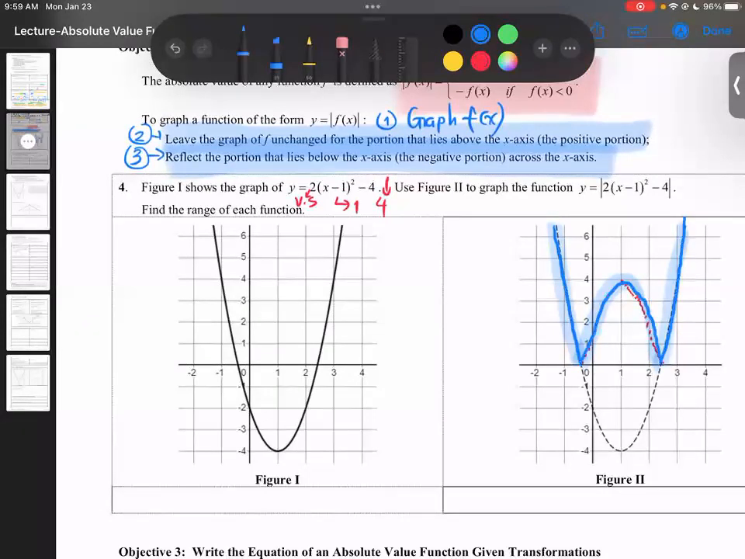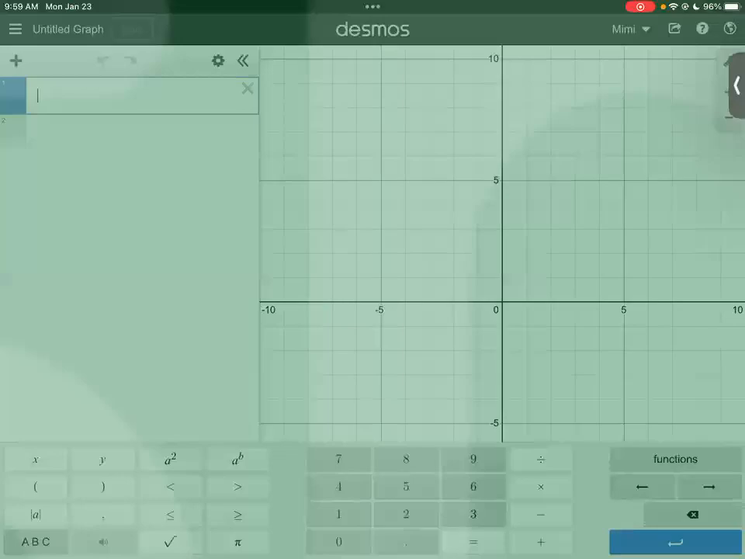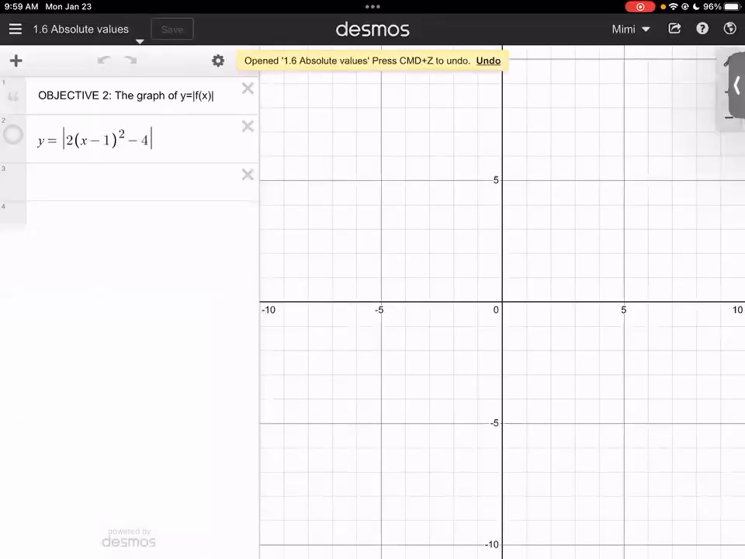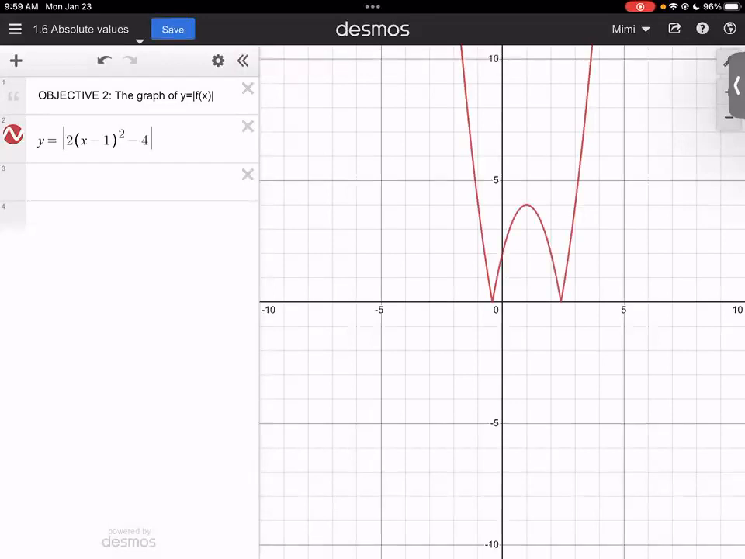Let me show you how it looks in decimal. Right there. So step 1, you graph the original graph. Step 2, leave the portion that stays above the x-axis. For whatever stays below the x-axis, you flip it like a mirror image.